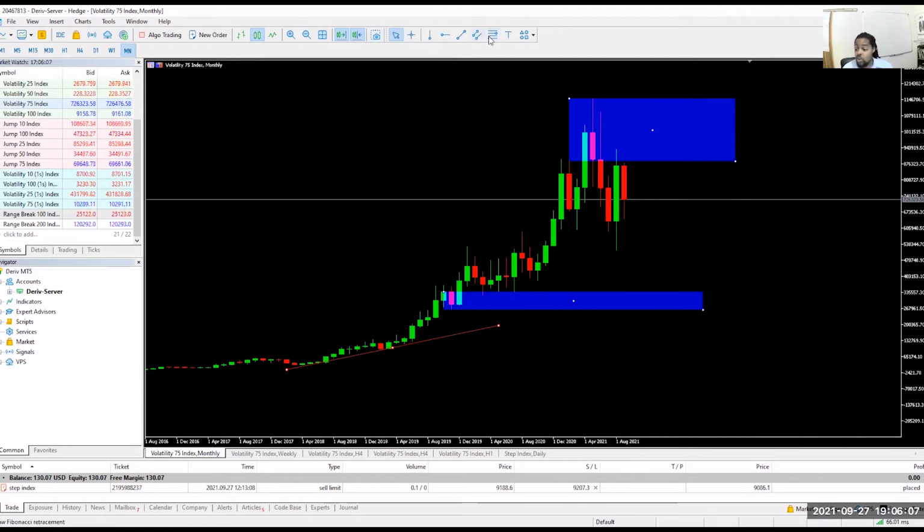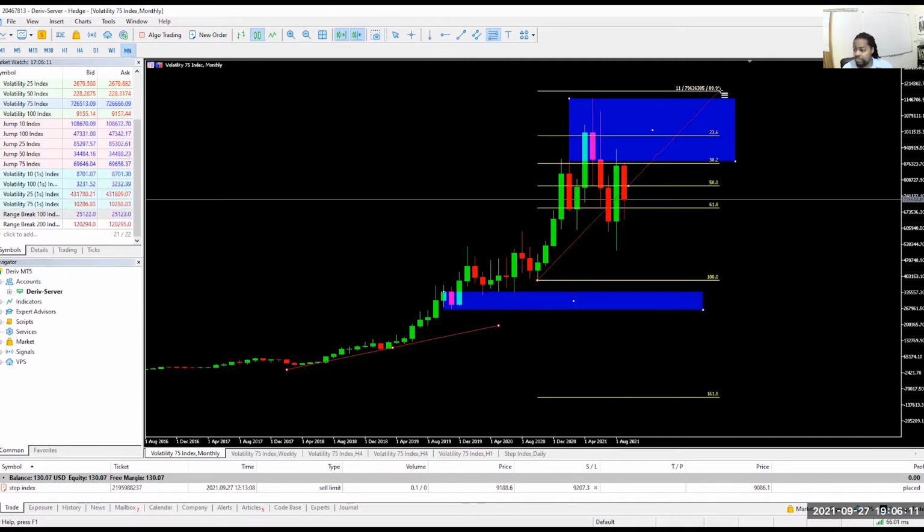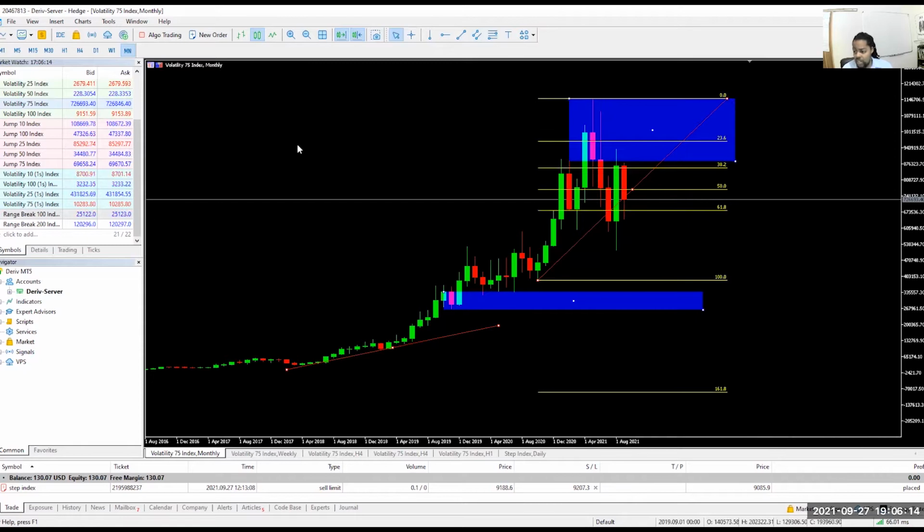So immediately when I saw that, a couple of days ago, I decided to just throw in a fib. Okay, fine, swing high, swing low. And you can see there's no brush on this platform. Man, I miss TradingView so much.